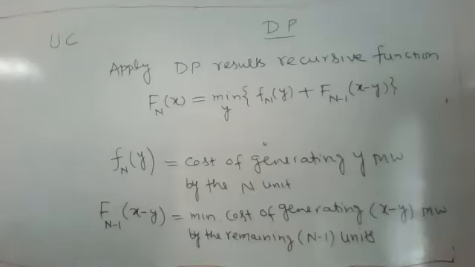So in this process, total minimum operating cost and the load shared by each unit of the optimal combination are automatically determined for each load level. The use of dynamic programming for solving the unit commitment problem is best illustrated by means of an example. Consider a system having 4 thermal units with their parameters listed.